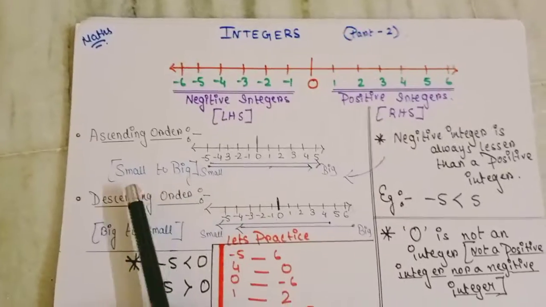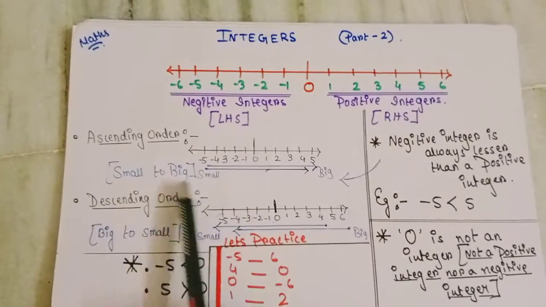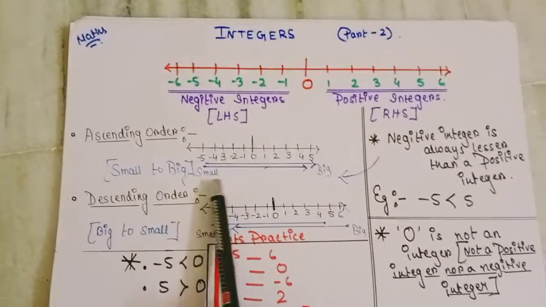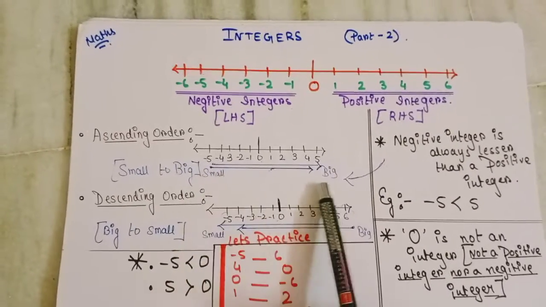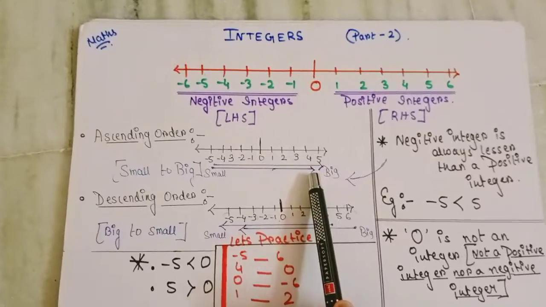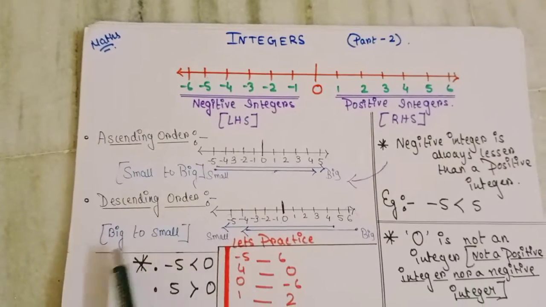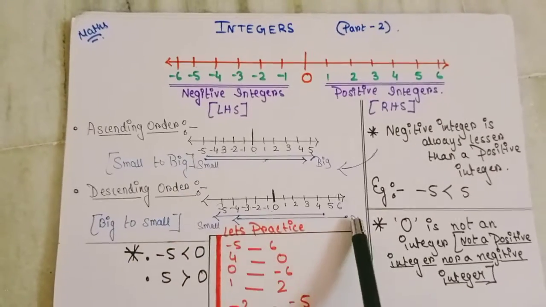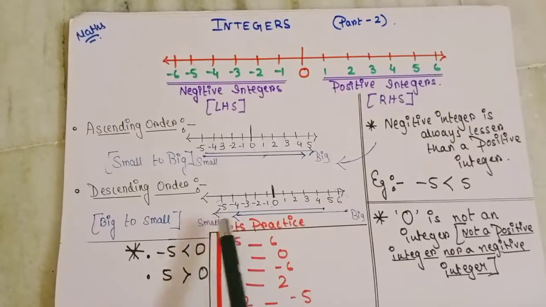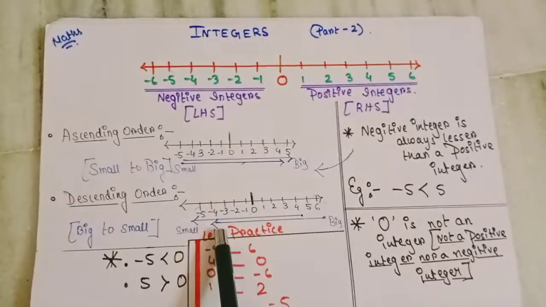Ascending means, as you all know, small to big. I have shown it like this with an arrow to help you understand: small to big. Descending order means big to small. I have given an arrow for that too.